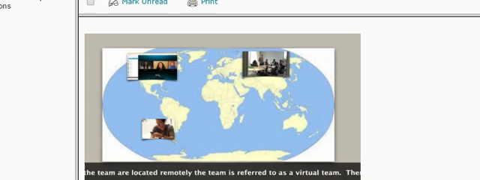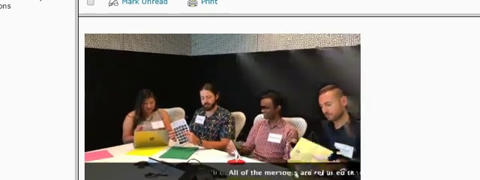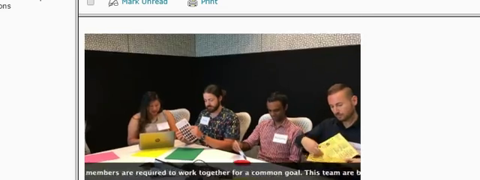There are many advantages of virtual teams due to knowledge sharing and being able to select the best possible team members. However, Hitt et al. explain that many studies have shown that virtual teams can be less effective due to a lack of face-to-face contact and the subsequent slow building of trust between team members. Luckily, our team are all located in the same office, so we don't have to worry about this. But all of the members are required to work together for a common goal.